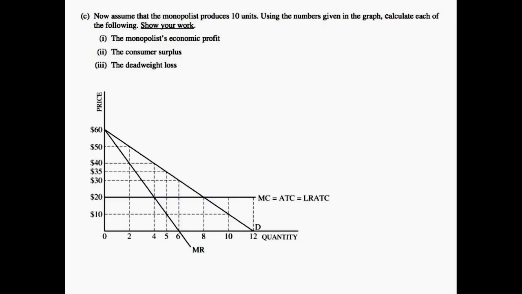Okay, so now moving on to part C, we're asked, now assume that the monopolist produces 10 units. Using the numbers given in the graph, calculate each of the following. Show your work. The first part is asking you for the monopolist's economic profit. The first thing that I would do is find this quantity 10 and see what price consumers are willing to pay, which here would be 10, and how much it costs for the firm to produce, which would be 20.